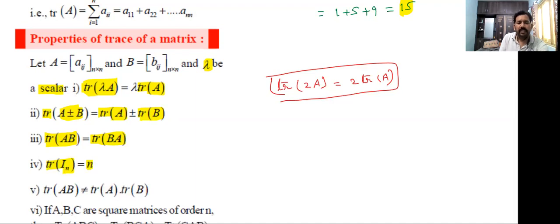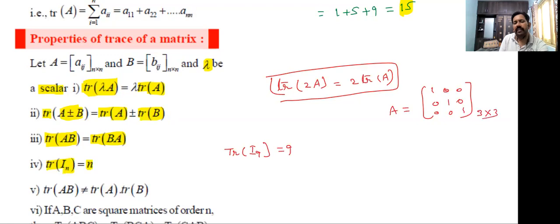Now students, tell me, trace of identity matrix of order 9, what is the answer? That is 9 only. Suppose identity matrix is a 3 by 3 matrix: 1 0 0, 0 1 0, 0 0 1. This is a 3 by 3 matrix.